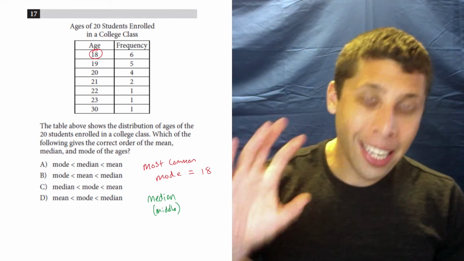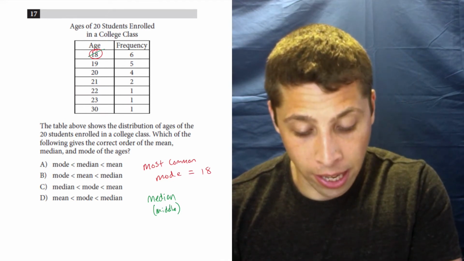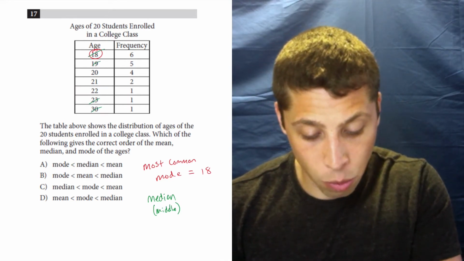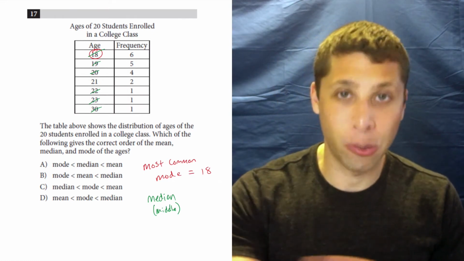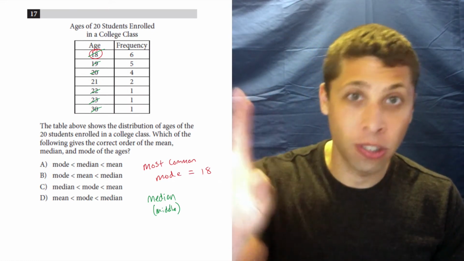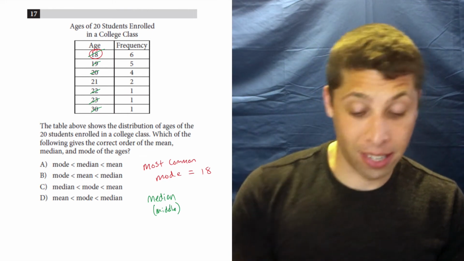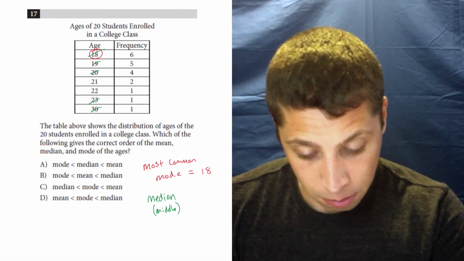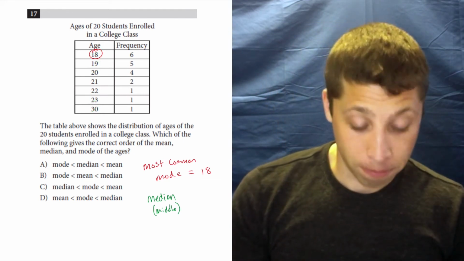But remember, I can't just cross them out like I did in school and just be like, okay, get rid of 18, 30, 19, 23, 20, 22, median is 21. Can't do that because we don't have one of each age. We have 6 18s. We have 5 19s. We've got to account for that. So let me get rid of all that and show you how I do it.